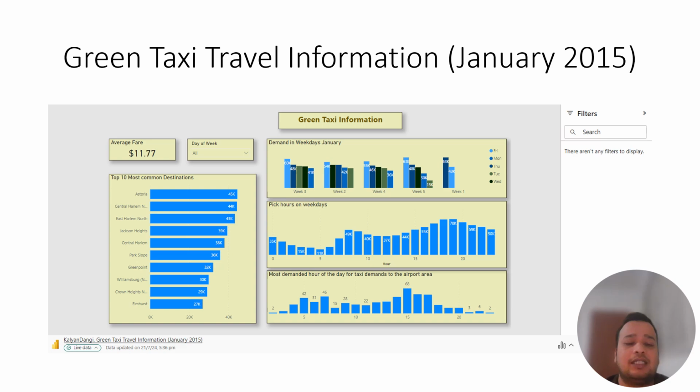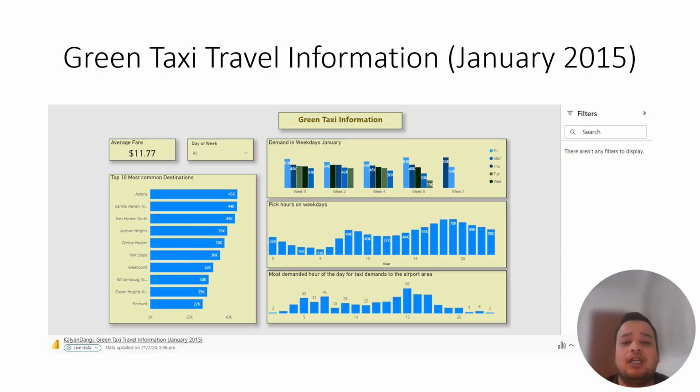We also have the slicer to filter the data by the day of the week, allowing for a more detailed analysis. The cluster bar chart displays the top 10 most common destinations, while the cluster column chart compares the demand on Wednesdays, peak hours, and the most demanded hours of the day for the airport area taxi demands.